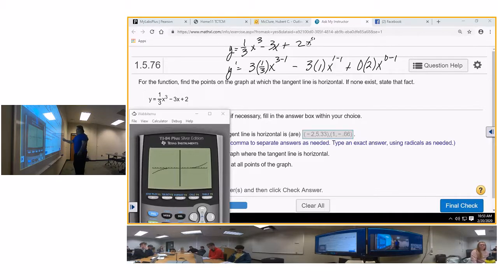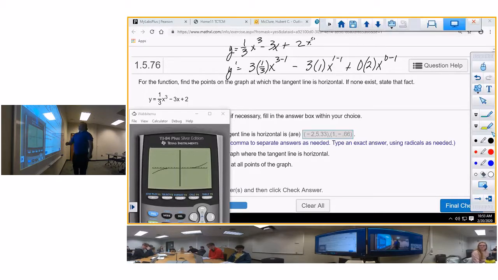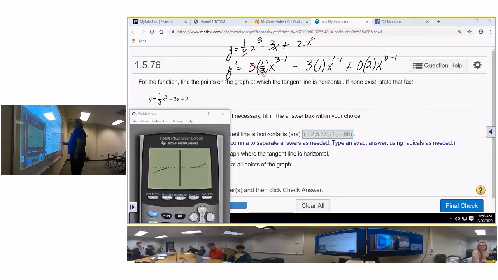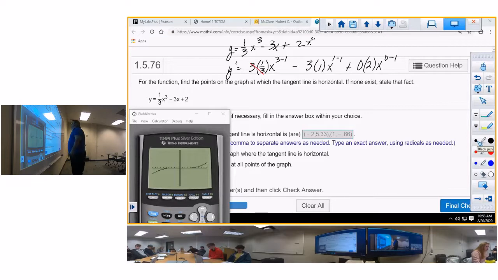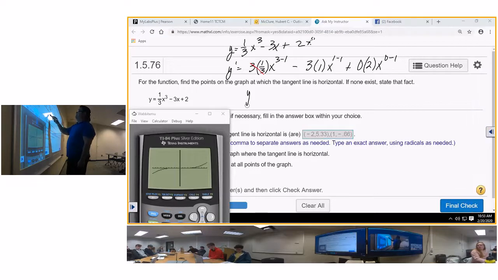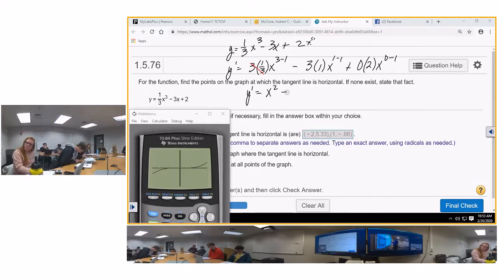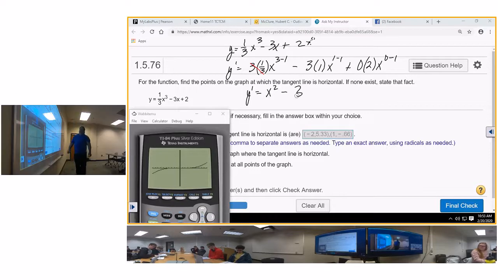So what happens to the 3's right here? They cancel, Hubert. That's right, class. And you're left with y prime is equal to x squared minus what? Three, Hubert. Thank you, class. No problem.